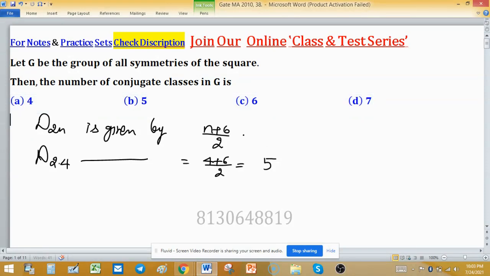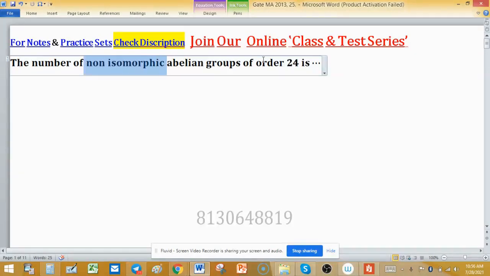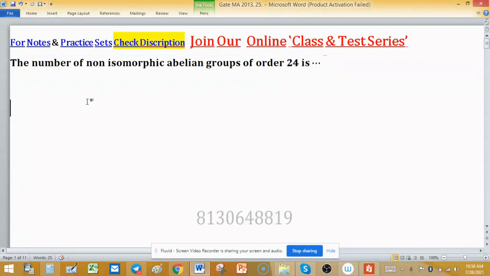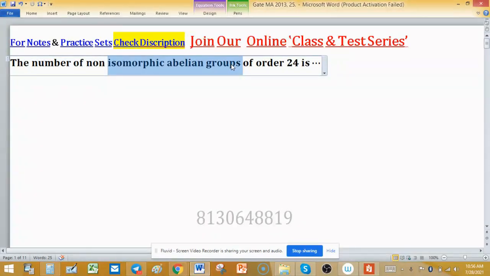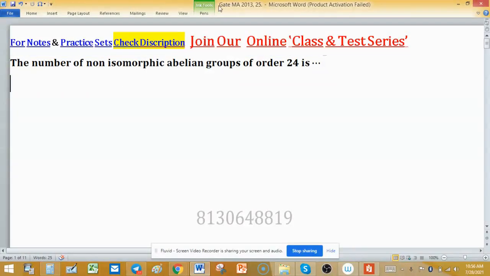Option B is correct. So use this formula as a direct result and you can easily find the number of conjugate classes of the symmetries. Next question: the number of non-isomorphic abelian groups of order 24 is. This problem can be asked in another way: the number of abelian groups up to isomorphism of order 24 is.